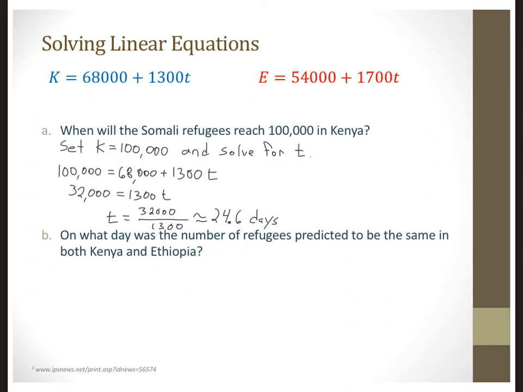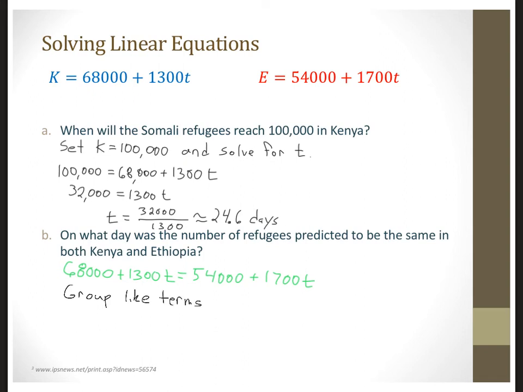Now in part B, we want to figure out when the Somali refugee populations are predicted to be the same in Ethiopia and in Kenya. That means for what value of T are K and E going to equal each other? The equation that we would set up here is K, which is 68,000 plus 1,300 times T, equal to E, which is the expression 54,000 plus 1,700 times T. Now we have T's on both sides of the equation. Oh my gosh, what are we going to do?